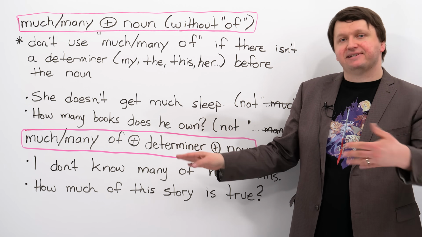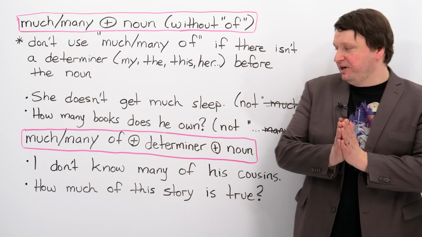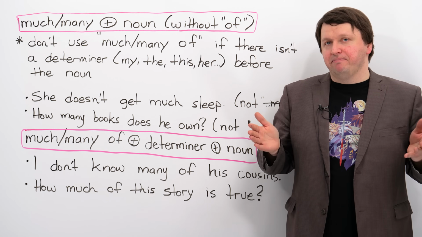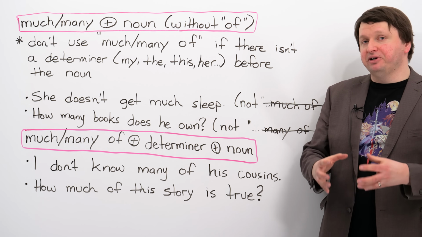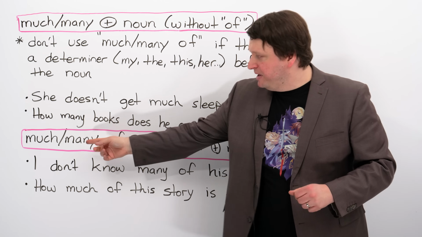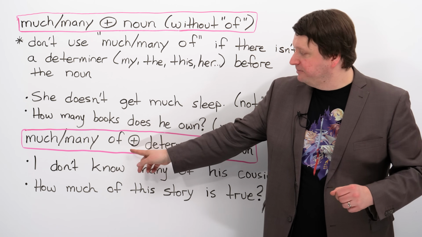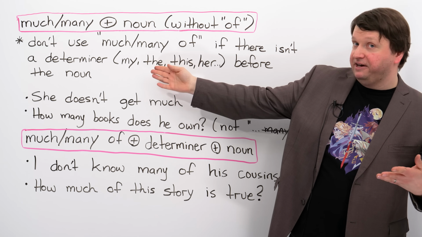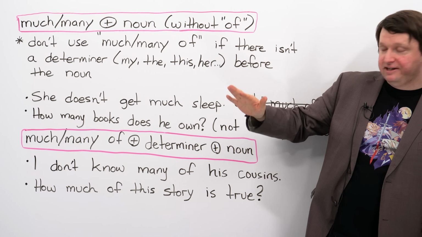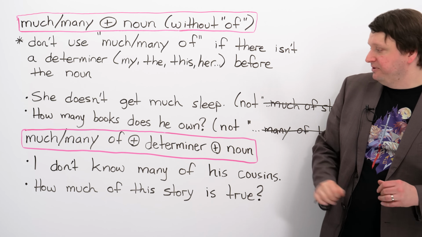Does he possess? Does he have? Okay, so when do we use much or many of? Well, when there is a determiner before the noun. So much or many of plus a determiner like my, the, this, her, his, plus the noun.